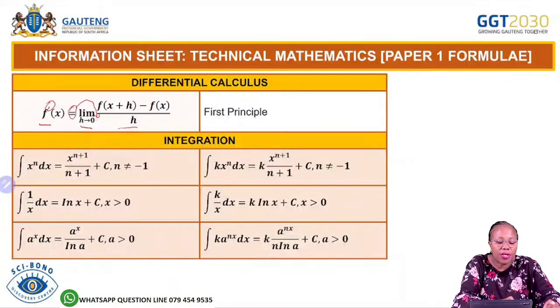And then from here we must have h approaching 0. Some learners put an x there instead of h. It must be h approaching 0. And then starting with f at x plus h followed by the minus f at x.